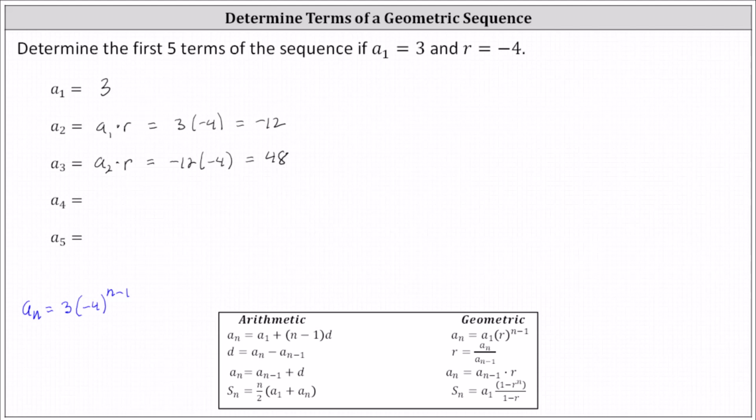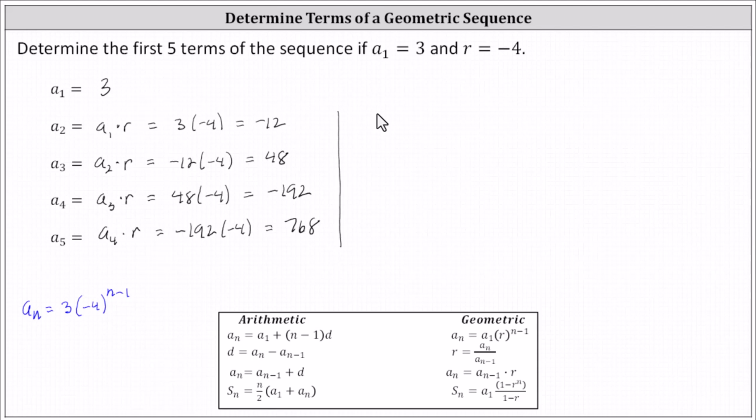A sub 4 equals the previous term of a sub 3 times r, which is 48 times negative 4, which equals negative 192. And a sub 5 is equal to a sub 4 times r, which is negative 192 times negative 4, which equals 768. But I also want to show how to set this up using the formula a sub n equals 3 times negative 4 to the power of n minus 1.